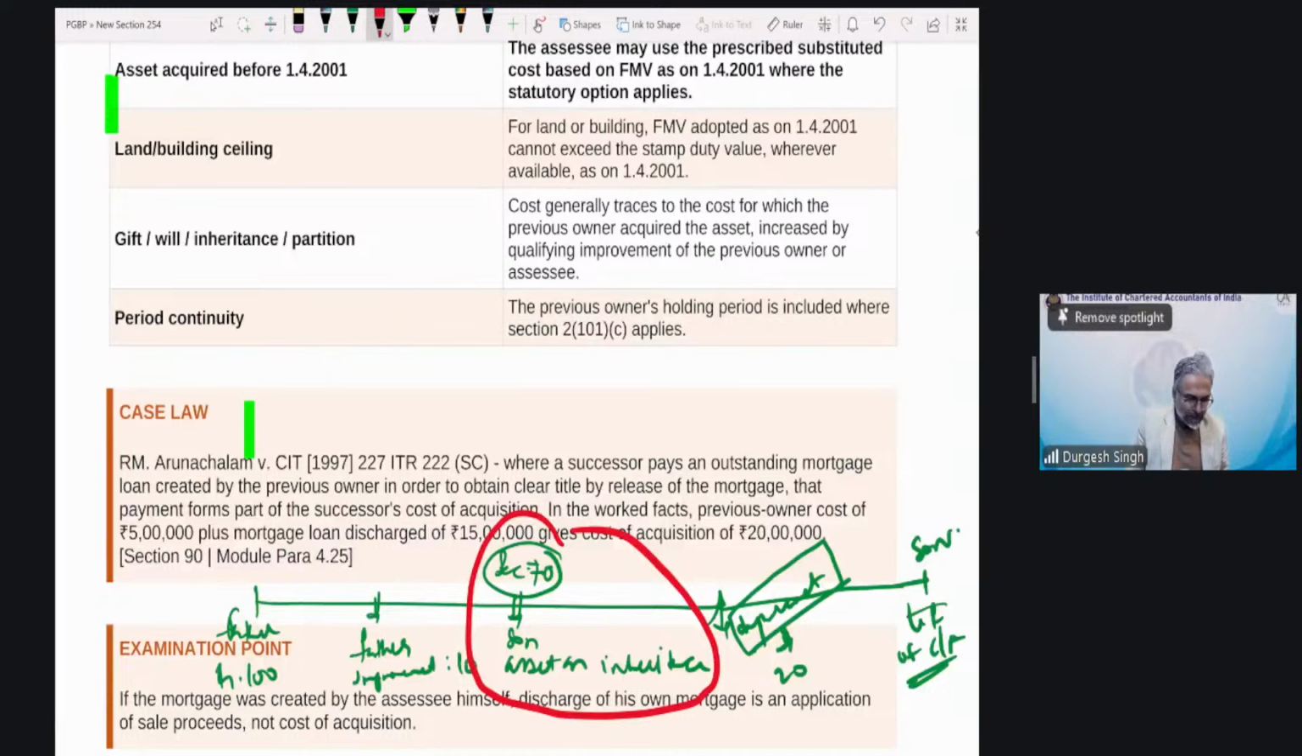So therefore, now students, in this context, if it is a cost to the previous owner, it will go to the father now. It will reach to the father level. And once it reaches to the father level, students, now the question to all of you is, whether the improvement incurred by the father will have to be considered or not? And the answer is yes.